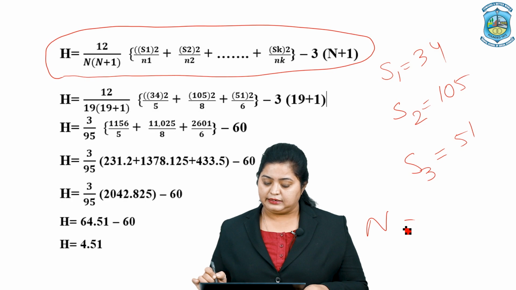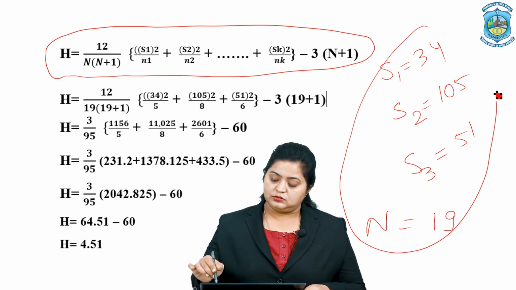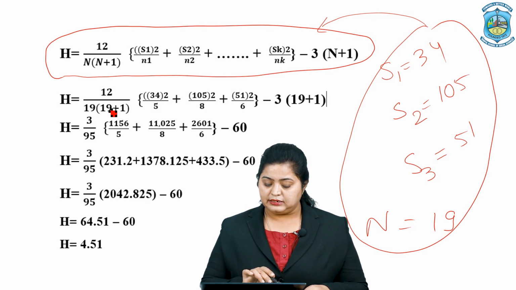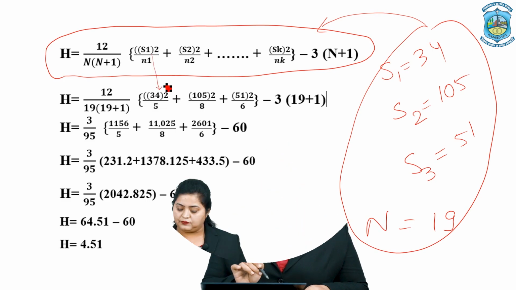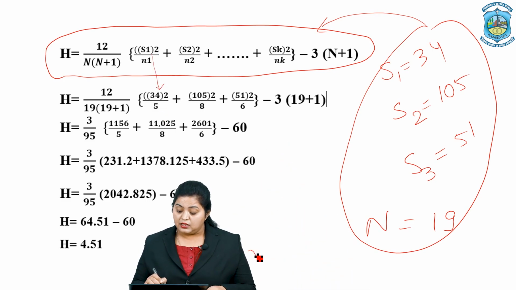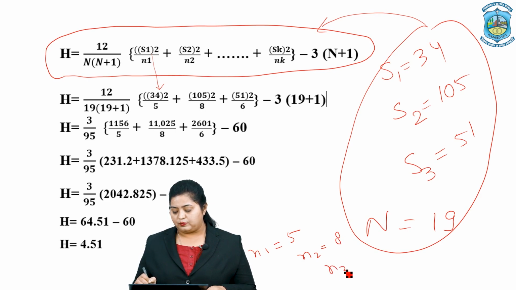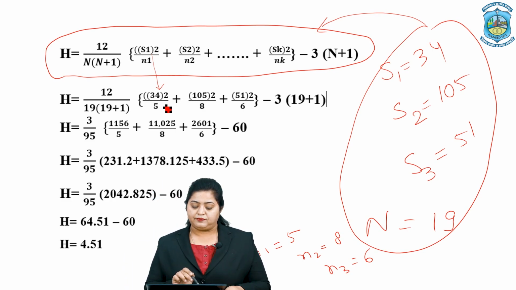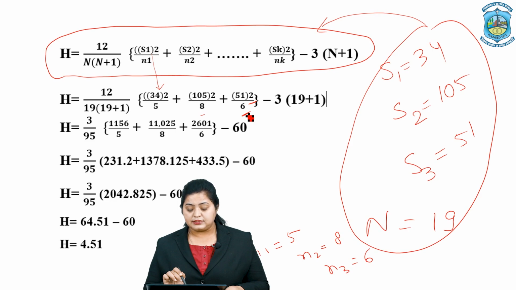We also have N, that is 19. So all these values we put in this formula. So 12 divided by N, which is 19, times 19 plus 1. S1 is 34, so 34 square divided by N1, where N1, N2 and N3 are the number of items in groups 1, 2 and 3, which are 5, 8 and 6 respectively. So 34 square divided by N1, that is 5. S2 is 105, so 105 square divided by N2, which is 8, and S3 is 51, so 51 square divided by the number of items N3, that is 6.